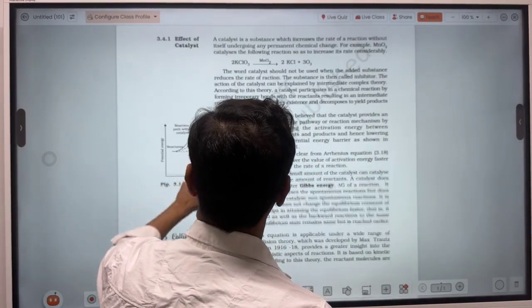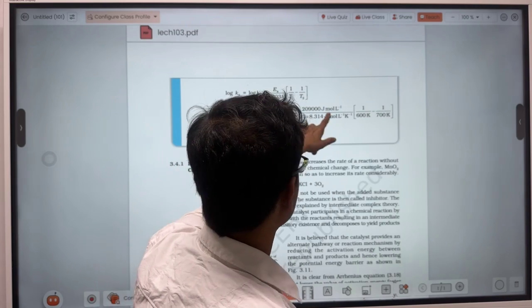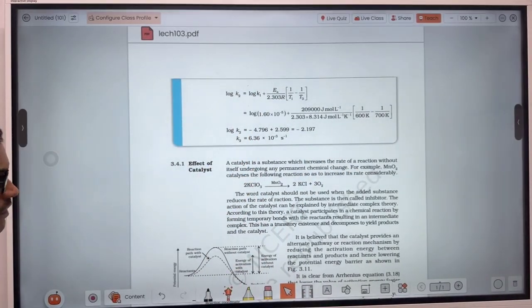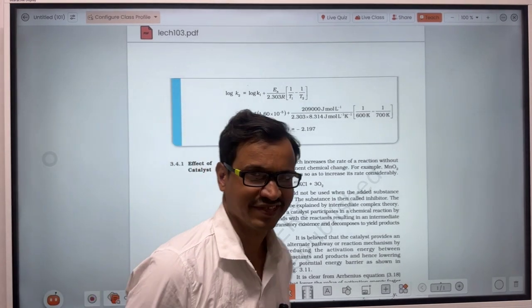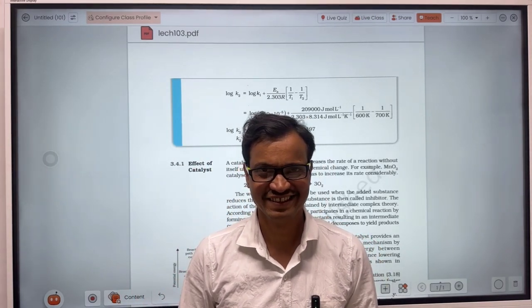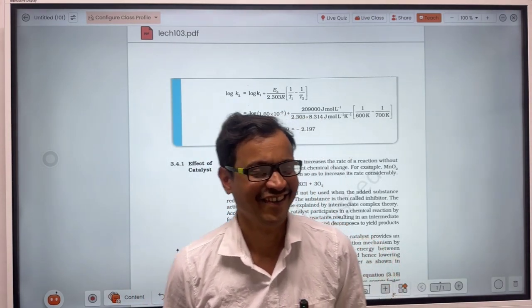And as a result, K2 will be how much? That means at 700 Kelvin, T2 will be 700 Kelvin, and T1 will be 600 Kelvin. Activation energy is given already. The value of R, the universal gas constant, you already know. You put it in the formula and get the result. Okay guys, this question was very easy, right?